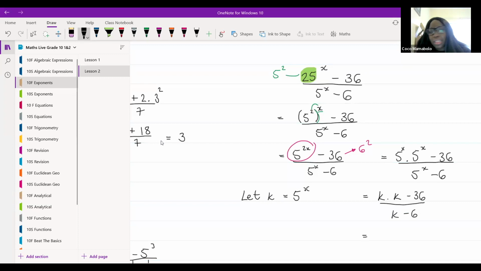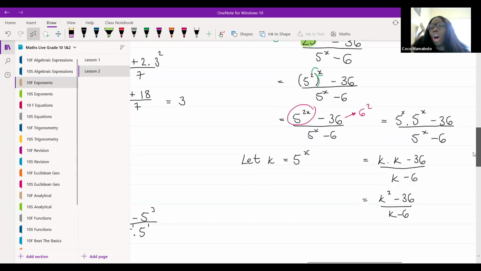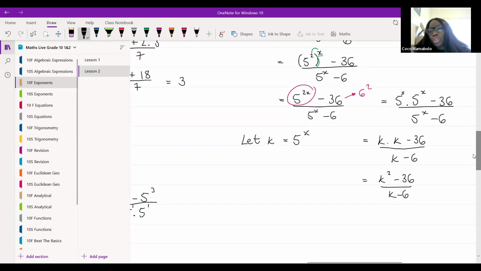We're all in agreement k times k is k squared. K squared minus 36 over k minus 6. What do I see at the top? What kind of factorization? Difference of 2 squares. So we're going to open 2 brackets: k minus 6, k plus 6. Do you see, ladies, why it's not necessary for me to change 36 to 6 squared? I'm still going to get the exact same answer. All of that over k minus 6.